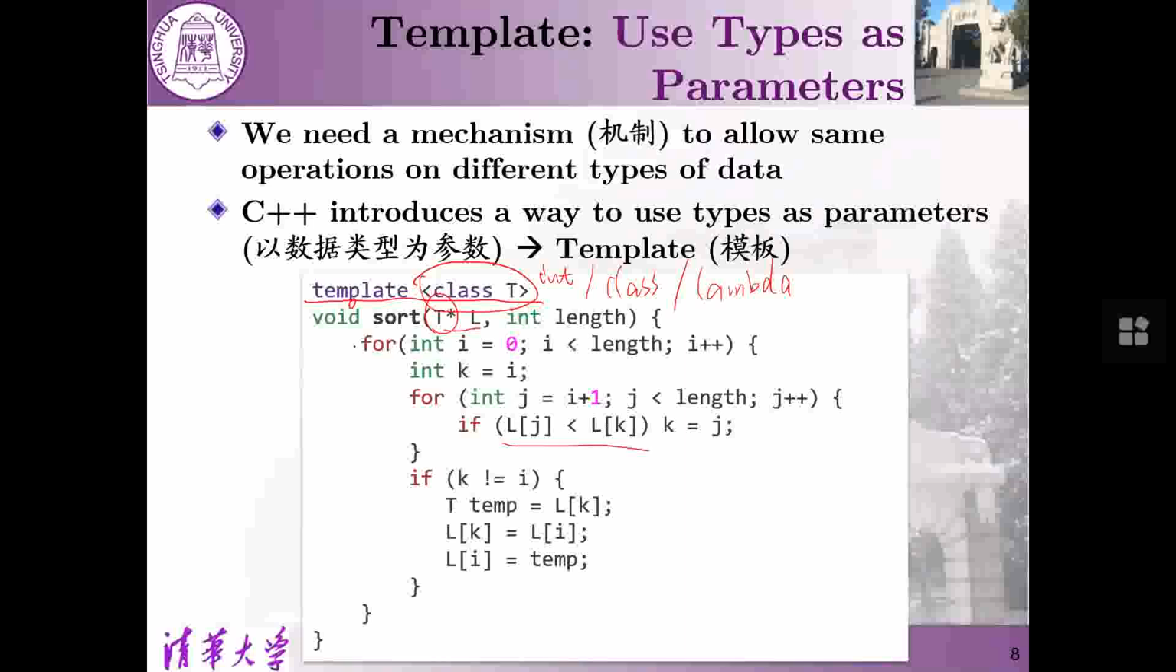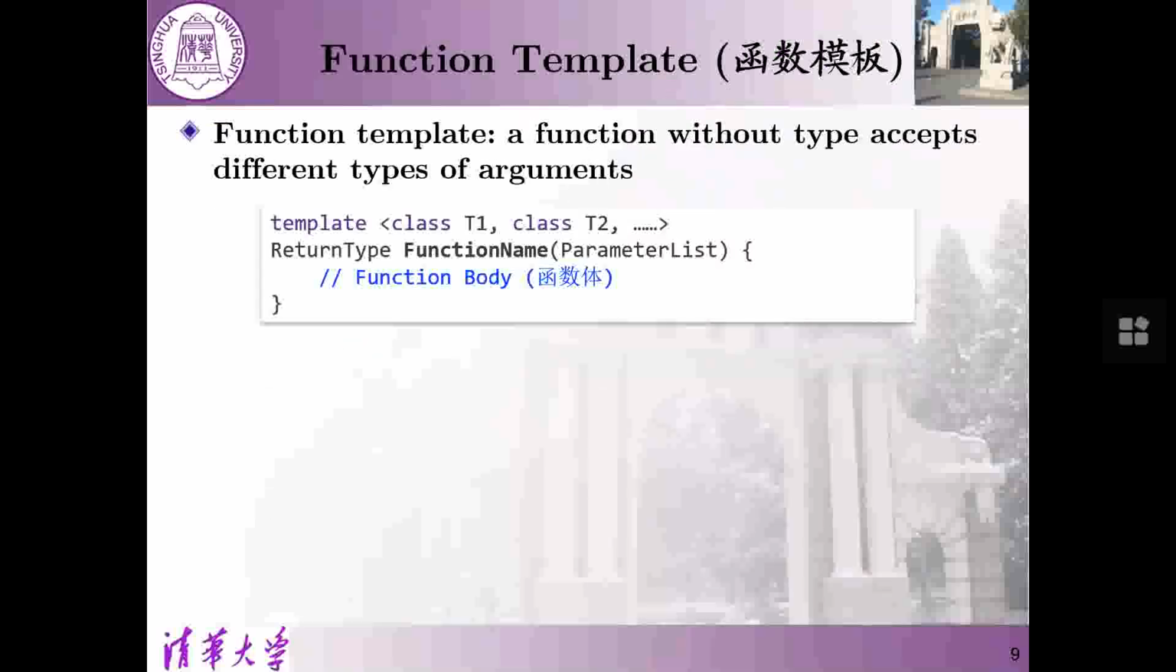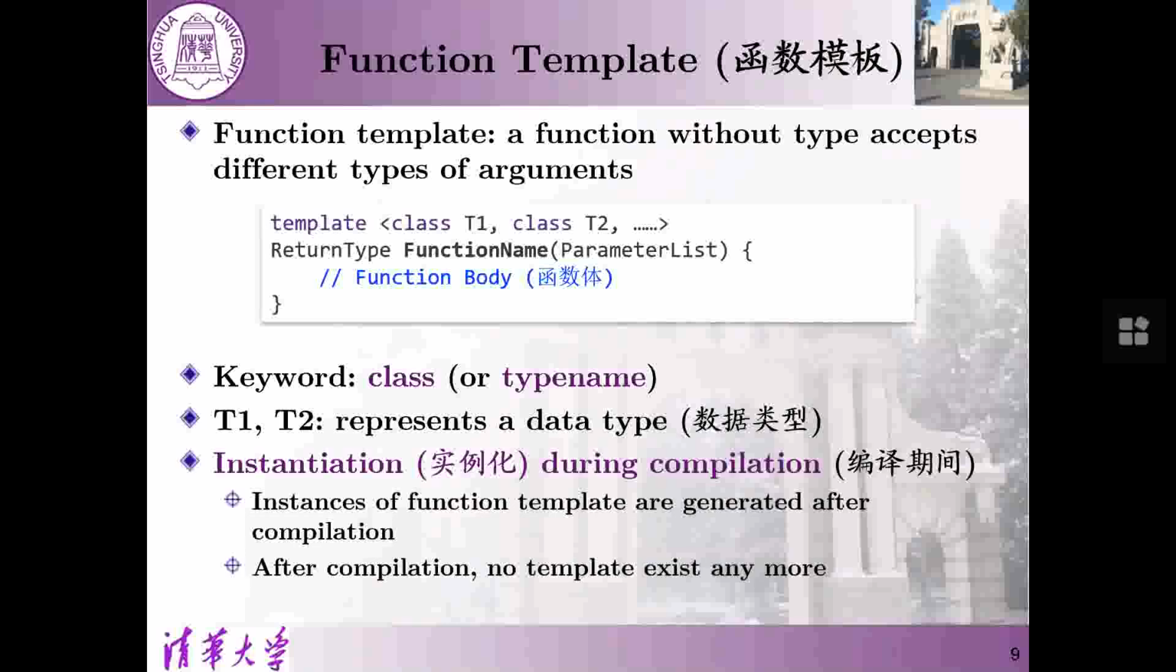Other things are similar. This part of the code is all the same, so we only have to modify this and this. This is how we write a function template. A function template is a function without type. A function template is a function without type that accepts different types of arguments. So this is a keyword, and this is how we write it. This one represents the data type, and so on.